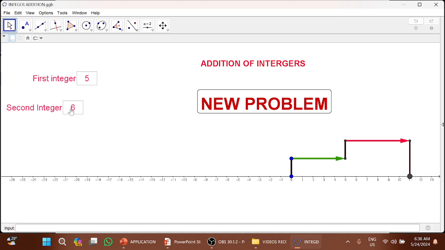Now all of you may be interested to know what will happen if I convert this into -6. Oh, it is going to -1. Now the child can change the first integer and the second integer, and then go to a new problem. A new problem comes automatically, and it shows you the way the addition of integers is being done.